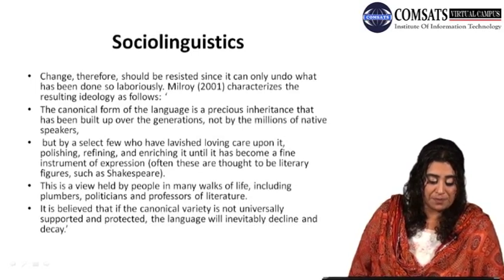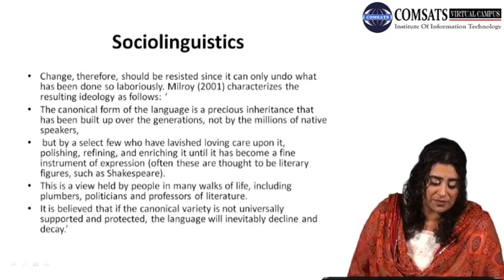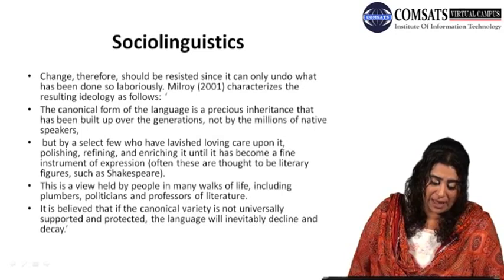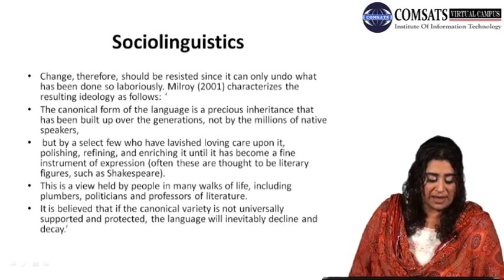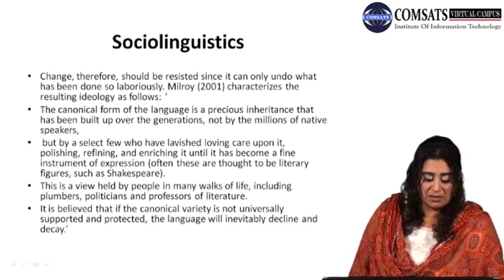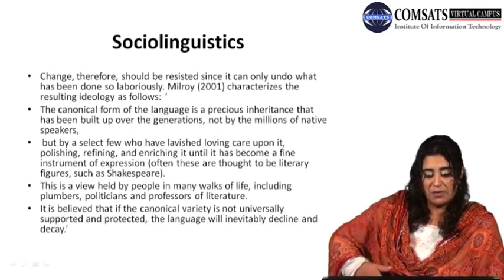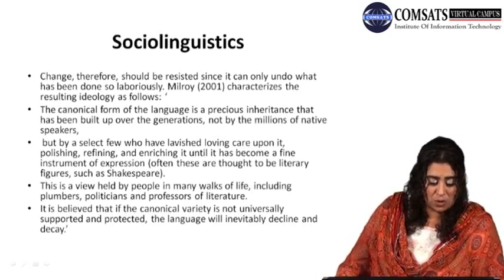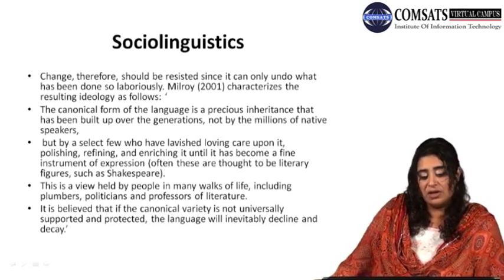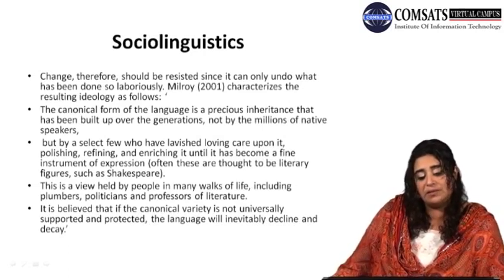And we would say that maybe a politician would have a different way of speaking a language than, let's say, a professor would. So you can say that it is very different from what the other person would be saying or speaking. Then it is believed that if the canonical variety is not universally supported and protected, the language will inevitably decline and decay.